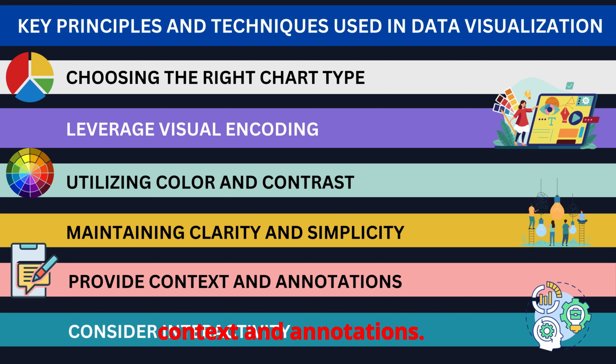Next is provide context and annotations. Contextual information, such as titles, labels, legends, and annotations, can help viewers better understand the data and the insights being presented. Consider interactivity, which includes interactive visualizations, such as those with filters, tooltips, or drill-down capabilities, that can enhance exploration and discovery, allowing viewers to engage more deeply with the data.